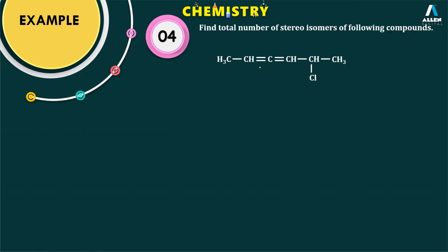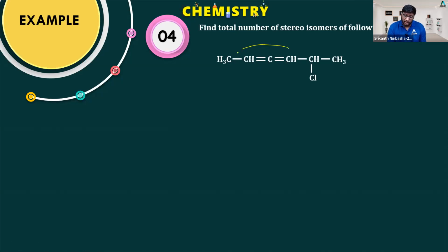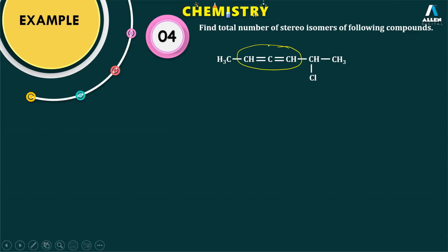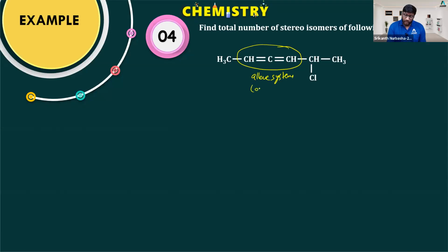2. So we should not consider C=C=C as a geometrical center. It is an allene system or not? It is an optical center. Yes, sir, it is an allene system, so optical center. And you have here one more optical center. So n is equal to 2. 2 optical centers are there. There is no geometrical center. So 2 power n will give 4.